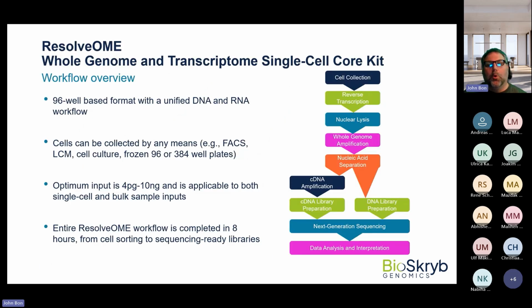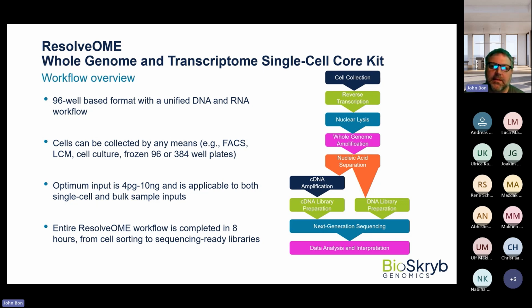Now the ResolveOME workflow, and then we're going to go into the breast cancer study. So again, the cell collection piece we already spoke about. It's very important. And again, we have a 96 and soon to be released 384 well reaction flavor of ResolveOME. So what's done after the cell collection?